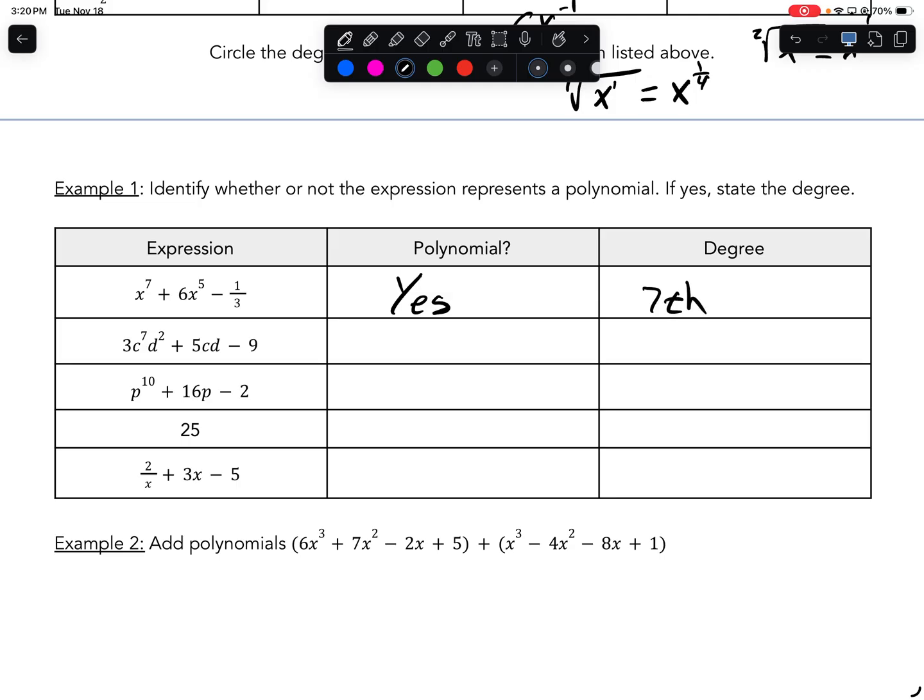7th, highest exponent. That's how you get the degree. Okay? And there's no 7 on the other side. So after 6, it goes 6th degree, 7th degree, 8th degree, and so on. How about the next one, Lorelai?